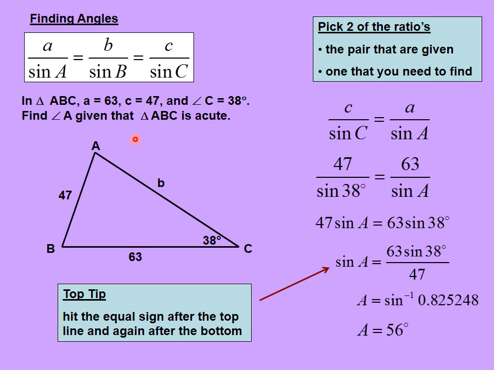Okay, so that's all there is to using the sine law for finding both angles and sides. Remember that we use it only for non-right triangles. So notice that this triangle does not have a right angle in it.